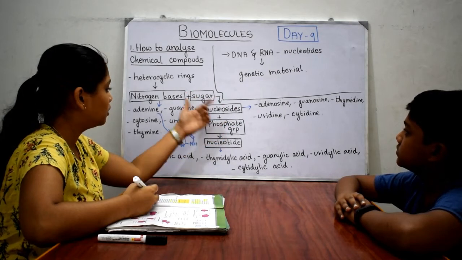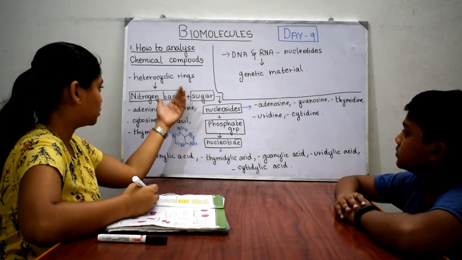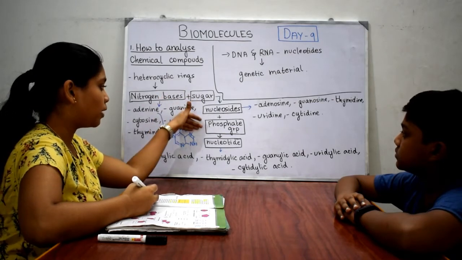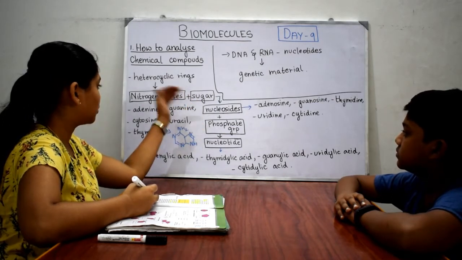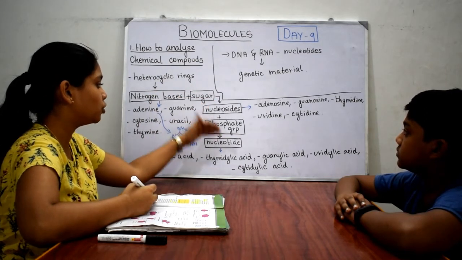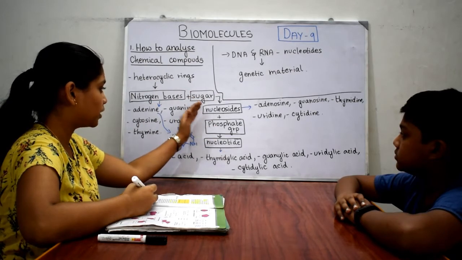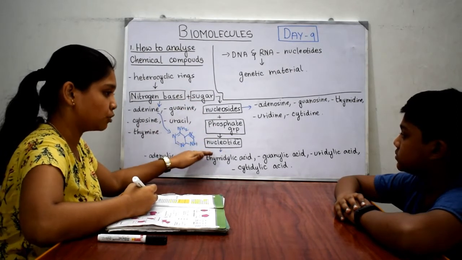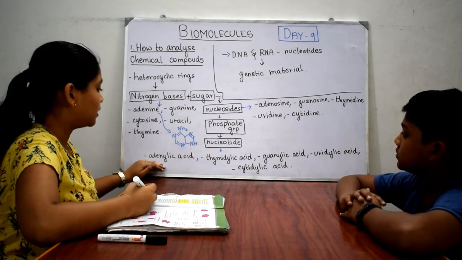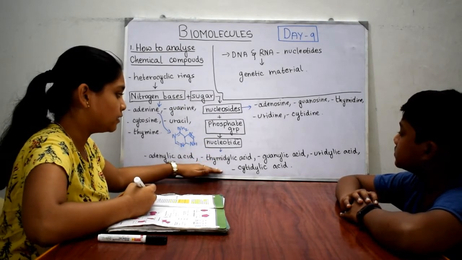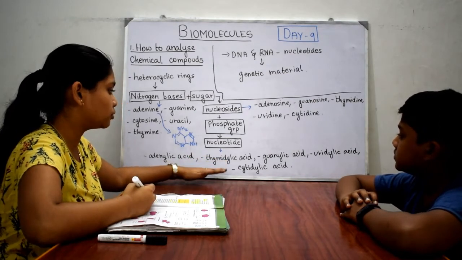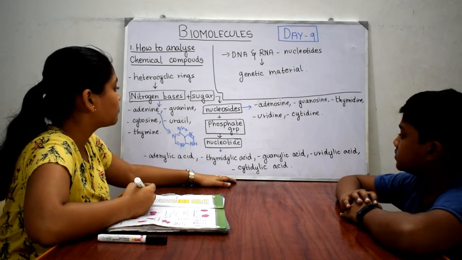If these nucleosides, that is nitrogen bases plus sugar, are attached to a phosphate group, then nitrogen bases plus sugar plus phosphate group, all the three, is known as a nucleotide. Simply, nucleoside plus phosphate group is known as a nucleotide. Examples of nucleotides are adenylic acid, thymidylic acid, guanylic acid, uridylic acid, and cytidylic acid. So it ends with acid.